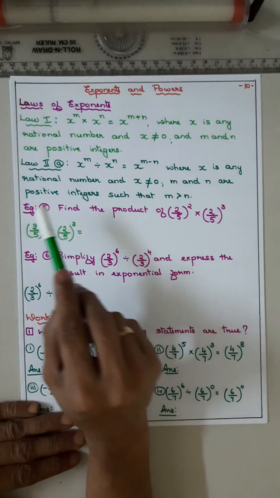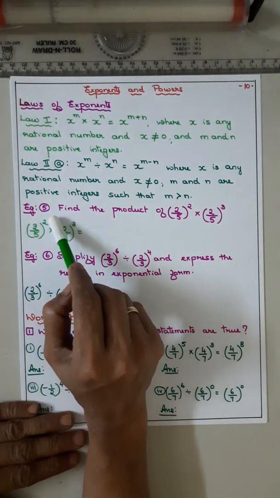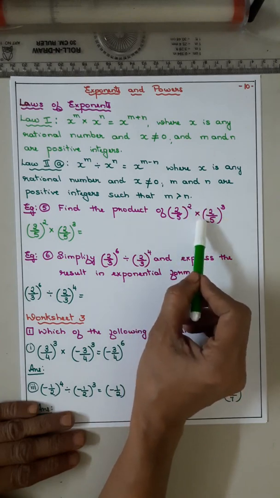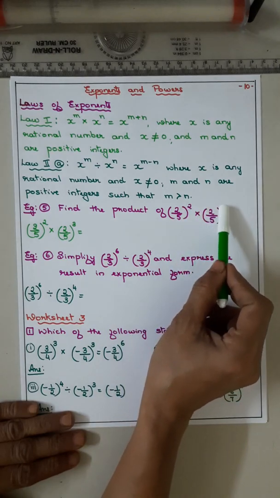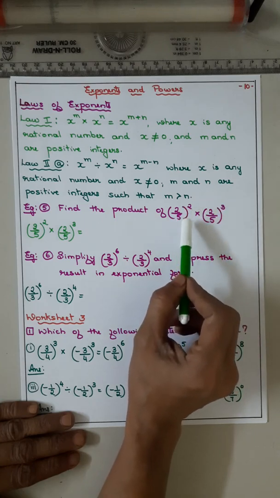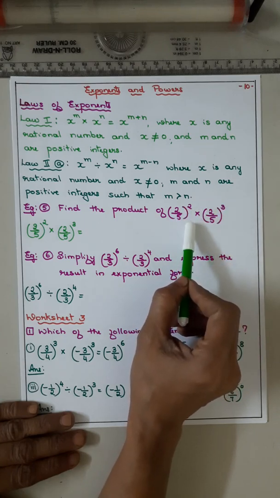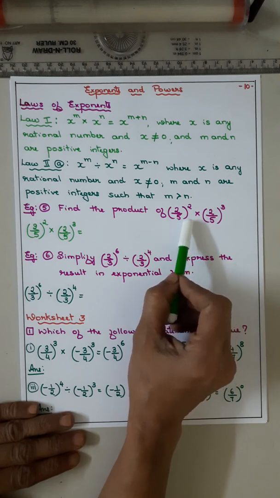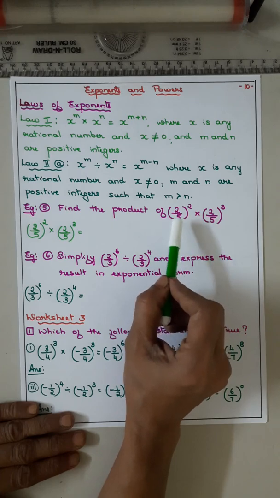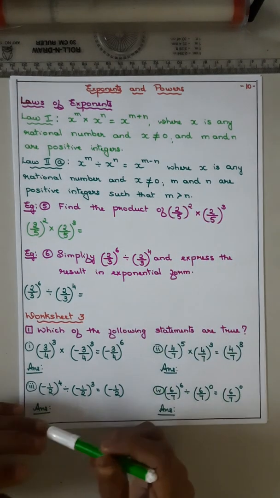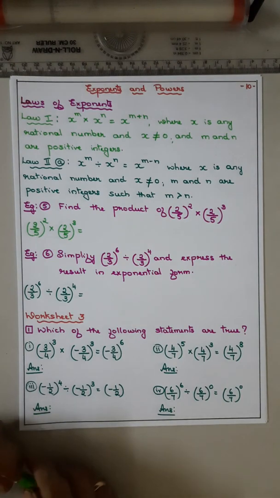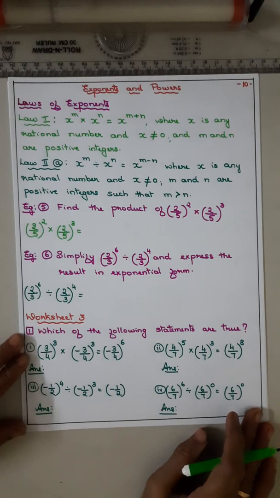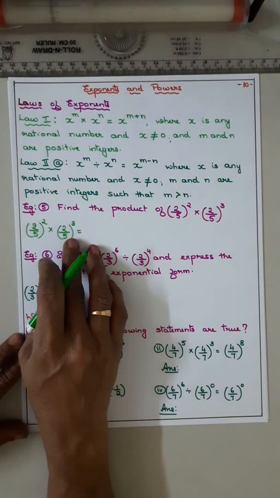Now coming to example 5. Find the product of 2 by 5 the whole power 2 into 2 by 5 the whole power 3. Please don't forget to put the bracket, otherwise your answer will be wrong. Understand? So it is 2 by 5 the whole raised to 2. Write the question: 2 by 5 the whole raised to 2 into 2 by 5 the whole raised to 3. First see whether the bases are same.